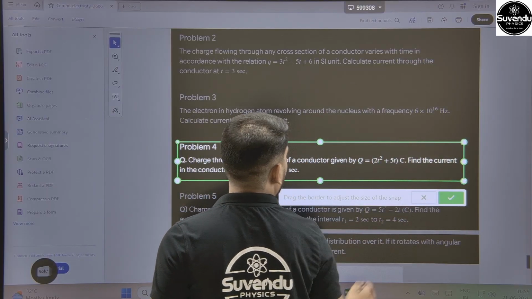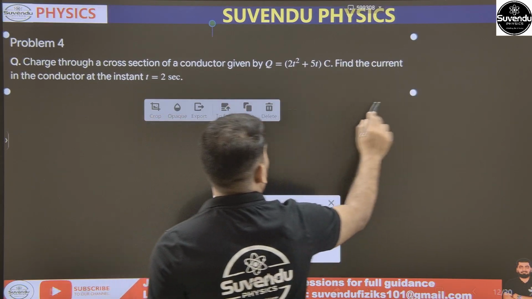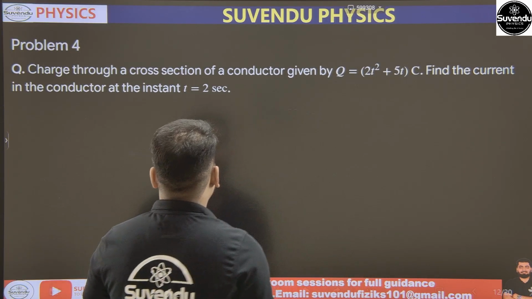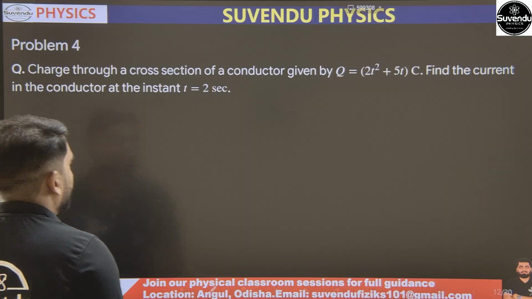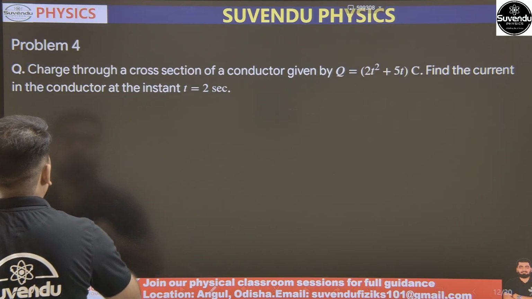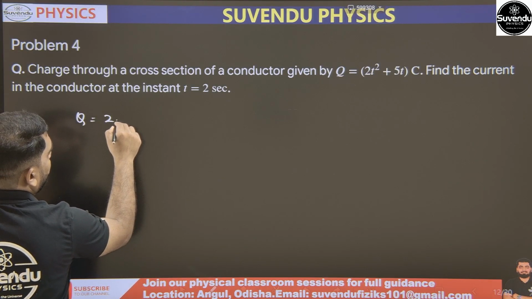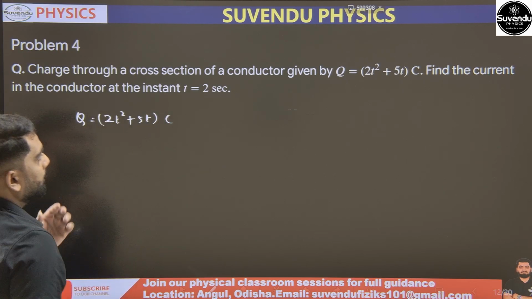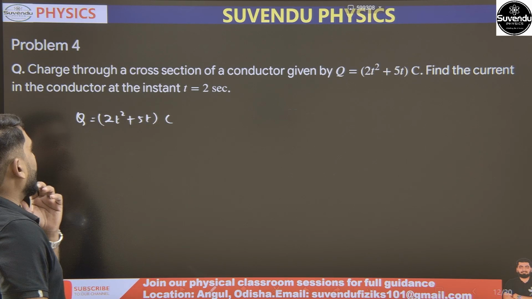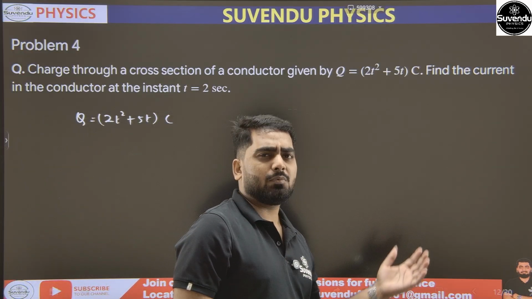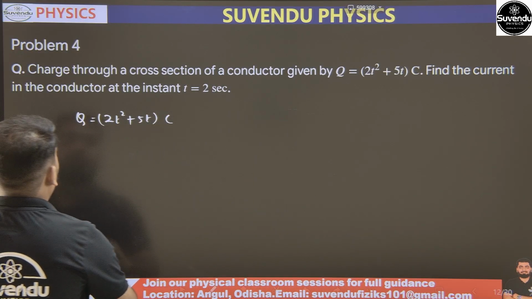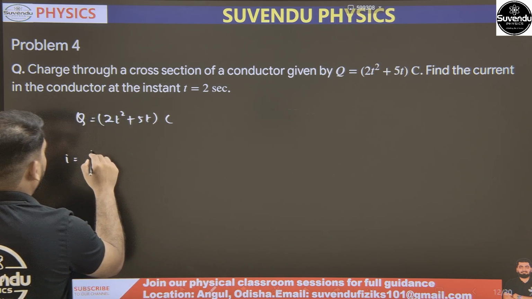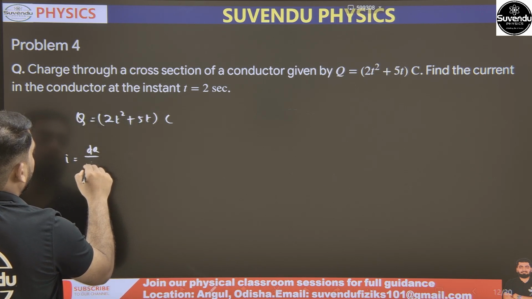Problem number 4. Charge through a cross section of a conductor is given by Q equal to 2t square plus 5t coulomb. Find the current in the conductor at an instant t equal to 2 seconds. Same as the previous question, current I is equal to dq by dt. The formula dq by dt will be used.